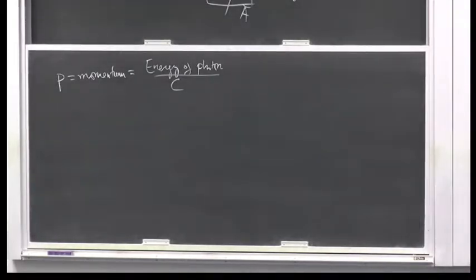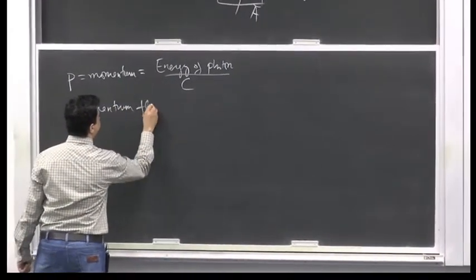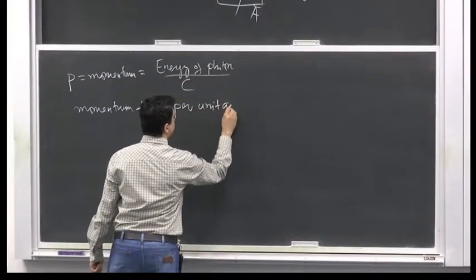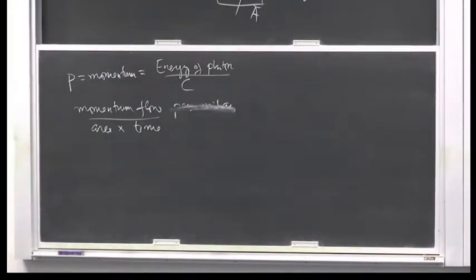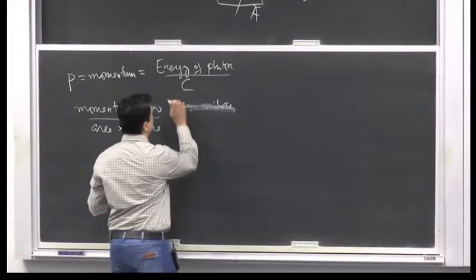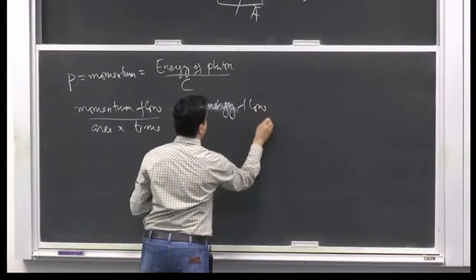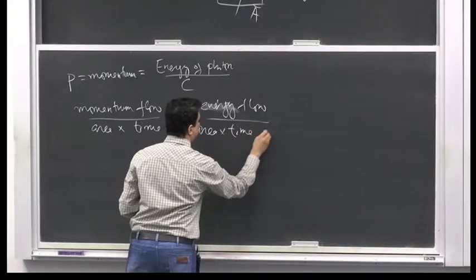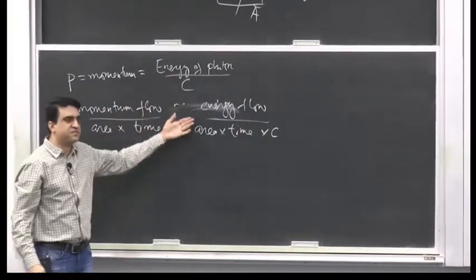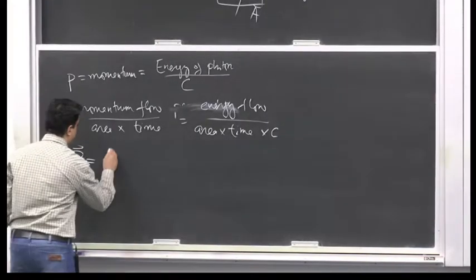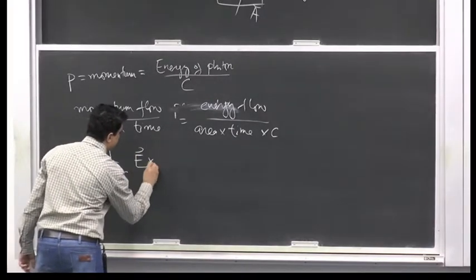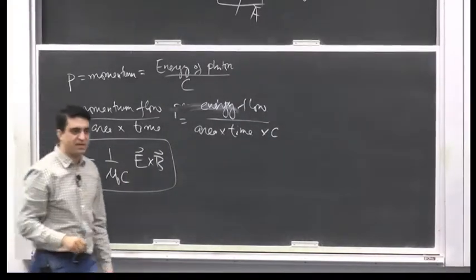So if I ask what should be the momentum flow through this area A per unit time per unit volume, what should it be? It should be the energy flow per unit area per unit time divided by C, because you have a C relation over there. So if you know the energy flow, then you also should know the momentum flow. The momentum flow, which I will represent by P, would be equal to 1 over mu naught multiplied by E cross B over C. That would be the amount of momentum which flows there.